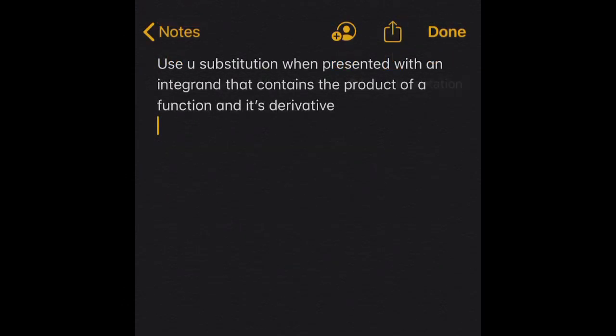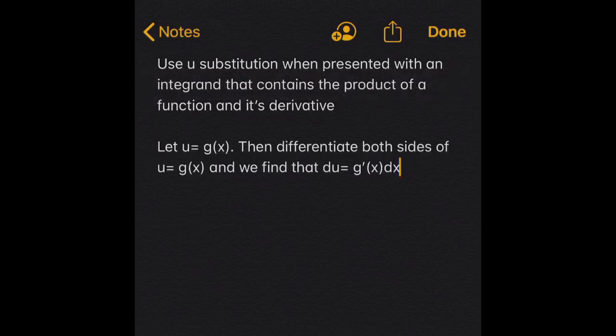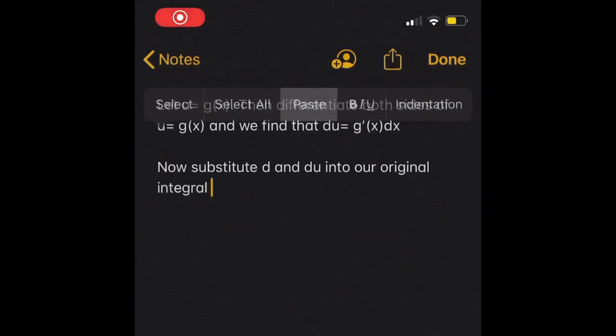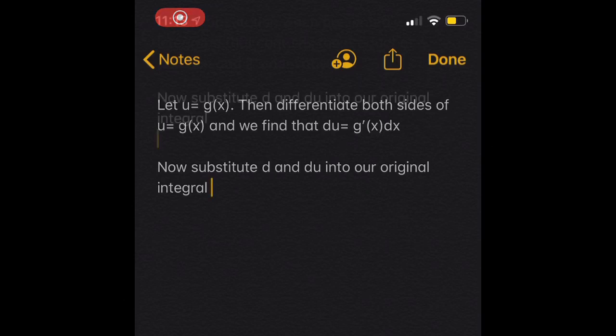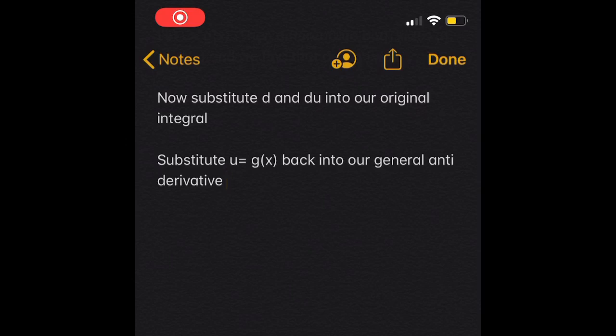Let u equals g of x, then differentiate both sides of u equals g of x, and we find that du equals g prime of x dx. Now substitute u and du into our original integrand. Substitute u equals g of x back into our original antiderivative.